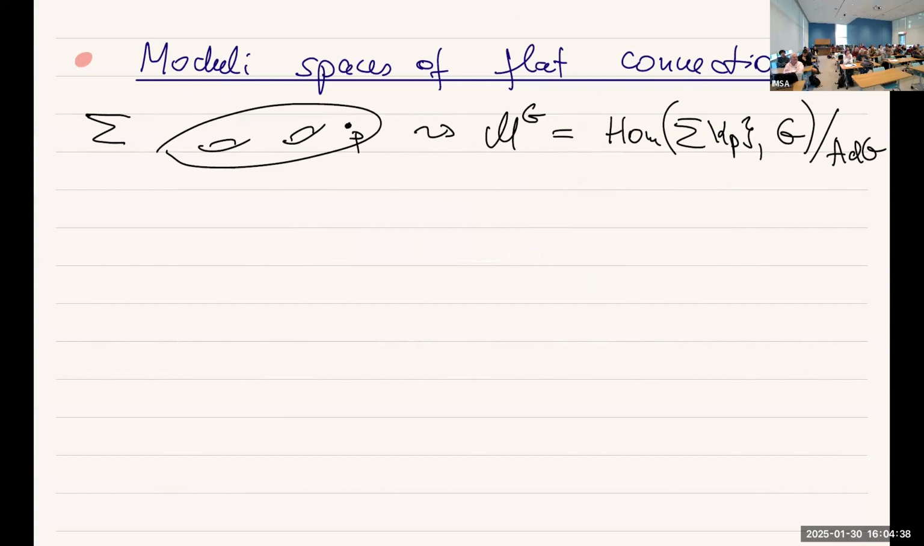So we look at the Riemann surface; I take the punctured case, that's the simplest one. So it's the set of homomorphisms of π1 of the punctured Riemann surface with values in, say, a compact or non-compact group, and then you divide by the adjoint action. That's the moduli space of flat connections, and we are interested in the topology of this space.